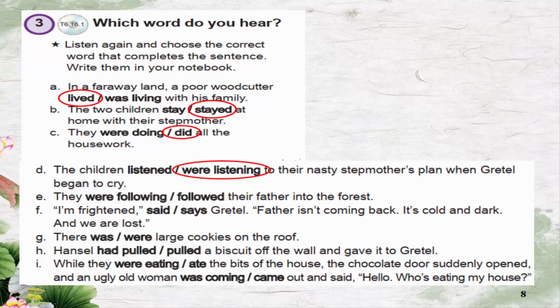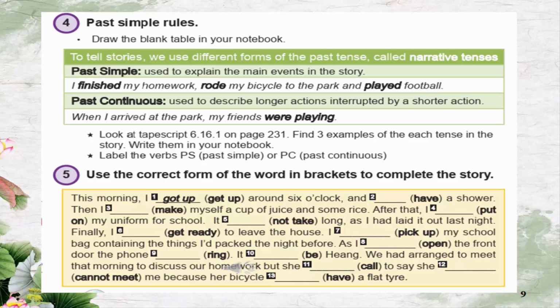D, the answer is were listening. It is in the past continuous tense. E, followed. F, said. G, were. H, pulled. And I, were eating. Did you guys get all the correct answer? If you get all correct answer, congratulations. Now let's go to part 4.